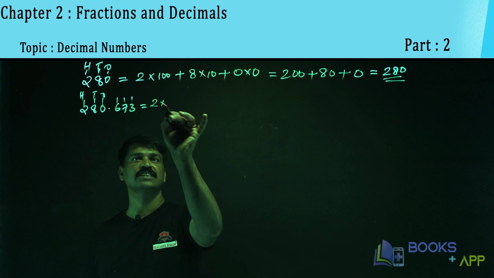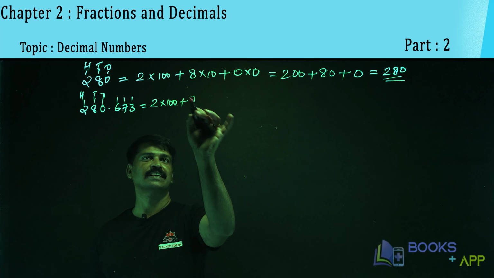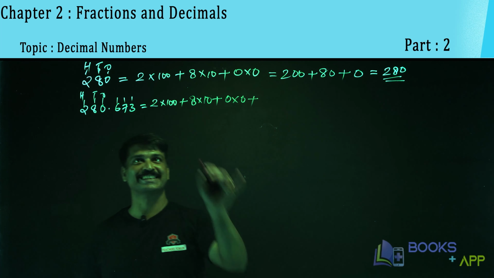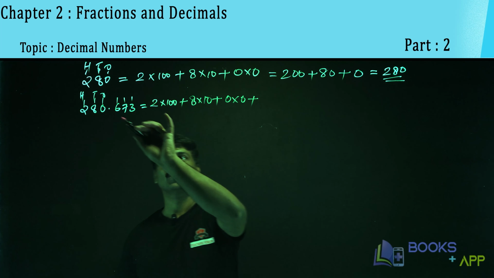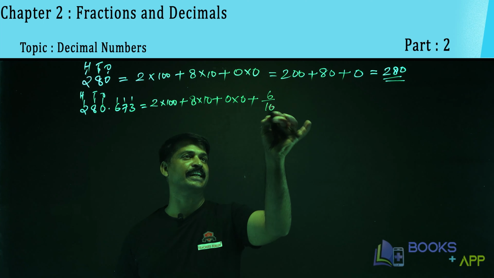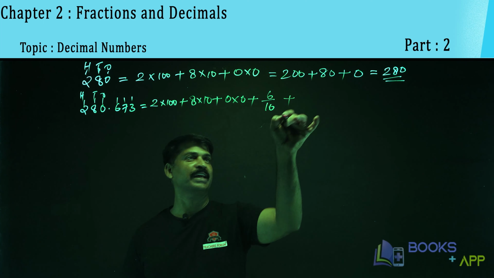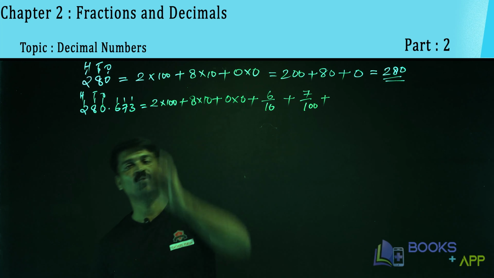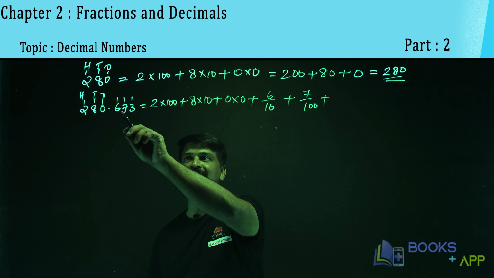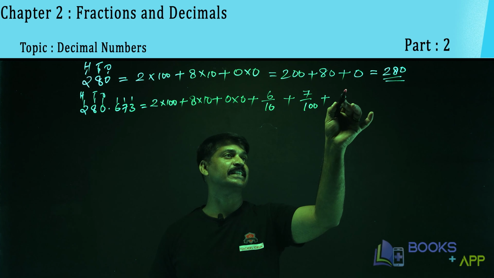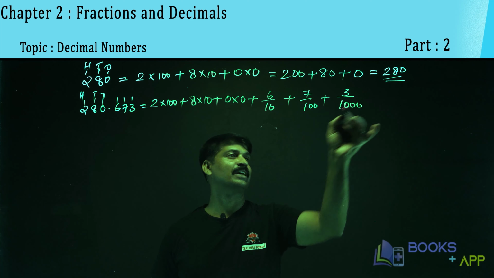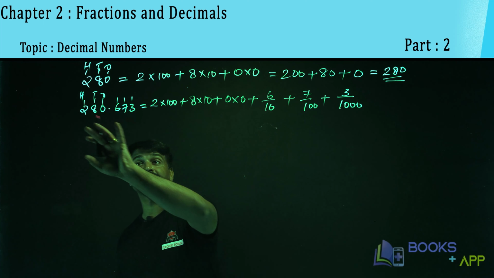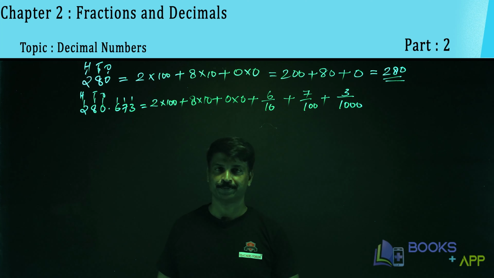Yes, it is as it is 2 into 100 plus 8 into 10 plus 0 into 0 plus what it is? Yes, 6 by 10. 6 by 10 plus what it is? 7 by 100 plus what is 3? How can you represent 0.673? This 3? Yes, it is 3 by thousandth, and if there is another number, it goes on as it is. This is how you expand if you are given a decimal number.